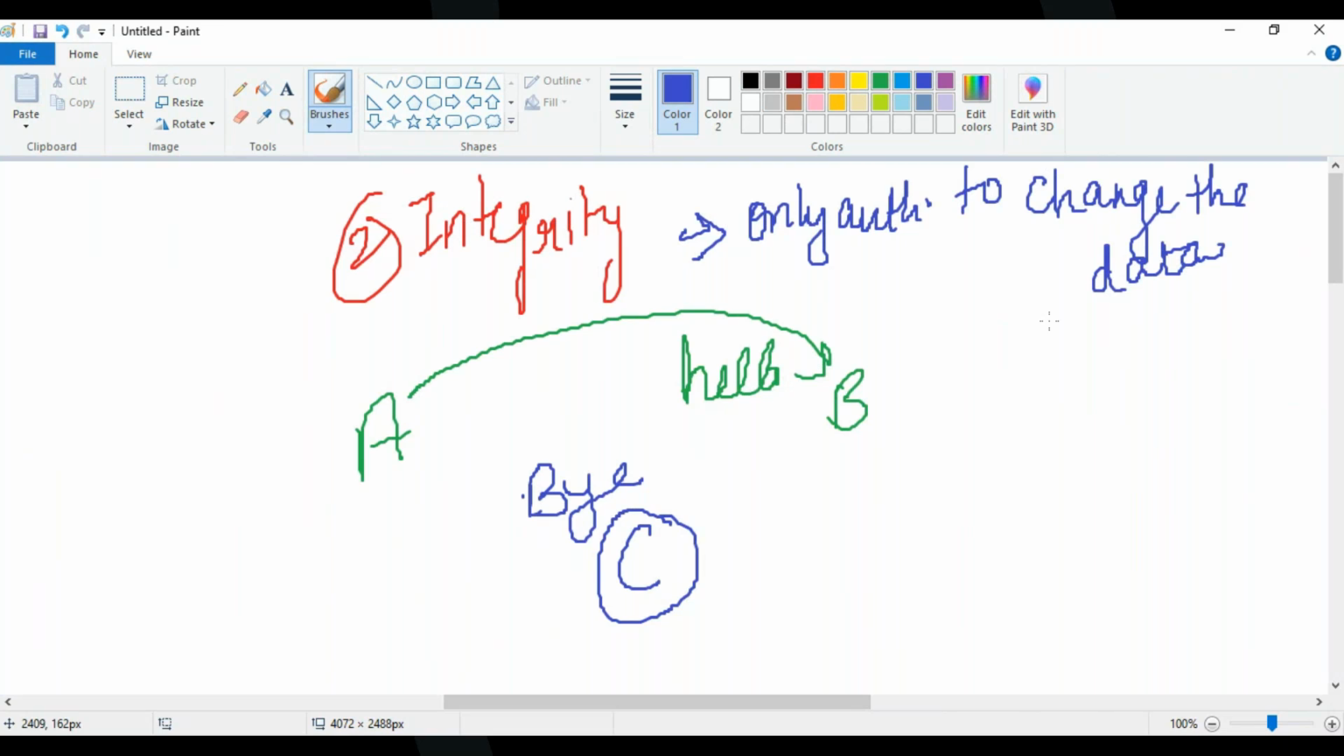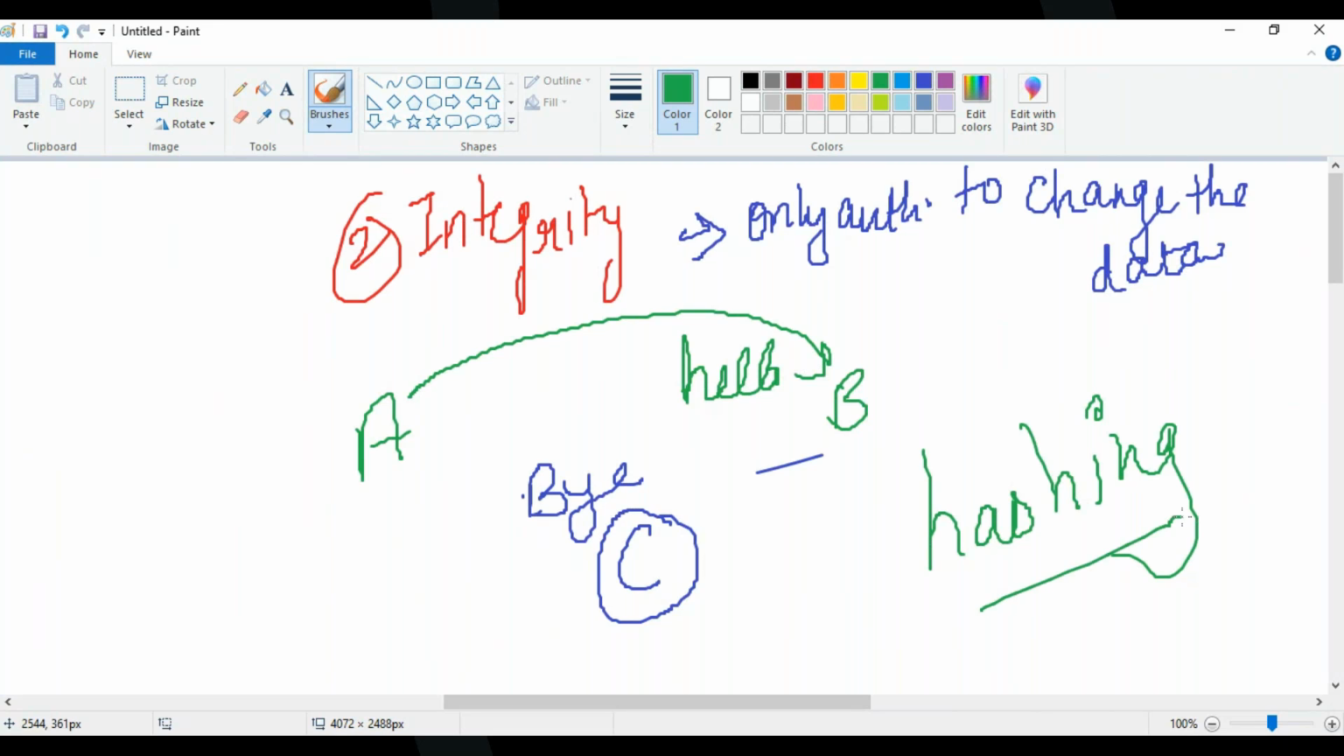Do you know what is hashing? Heard about this term, hashing? Let me tell you what is hashing. So guys, hashing is a technique through which you can change some data into a fixed unreadable format, right?